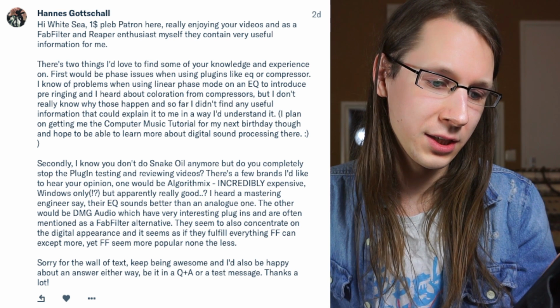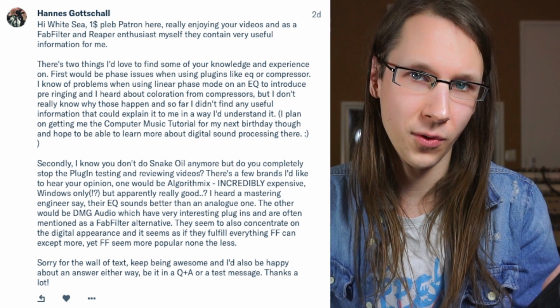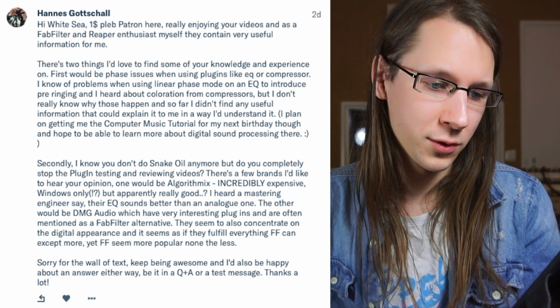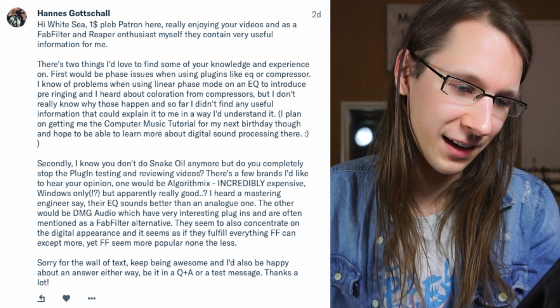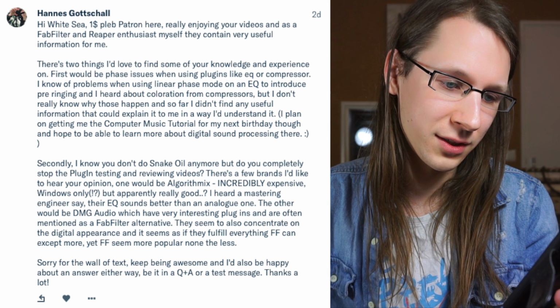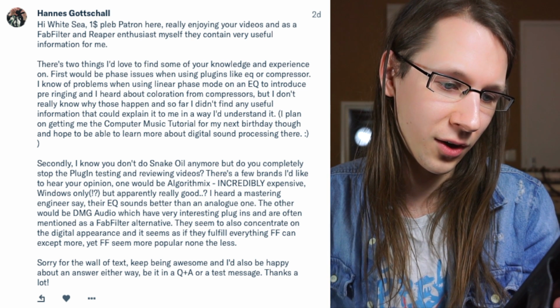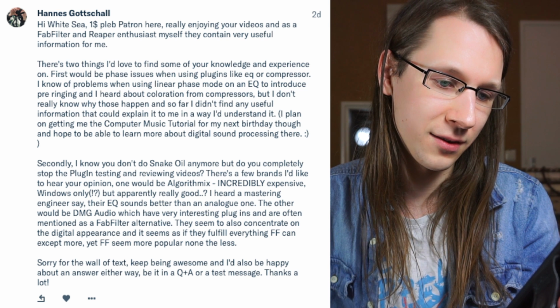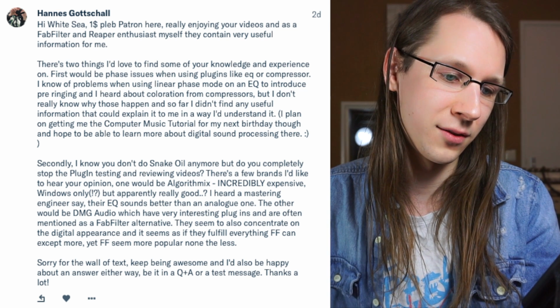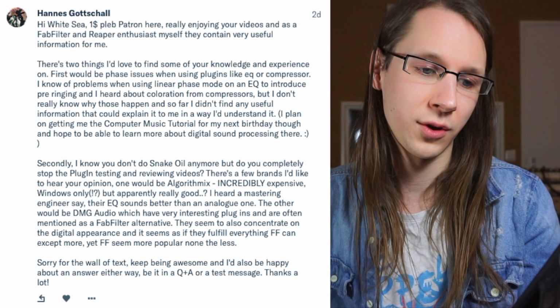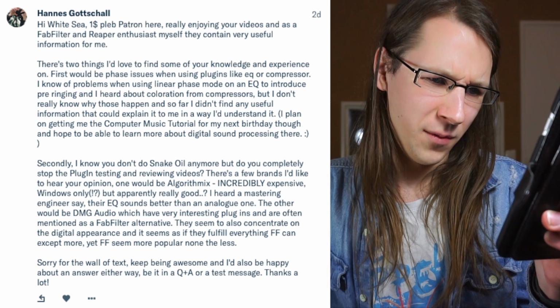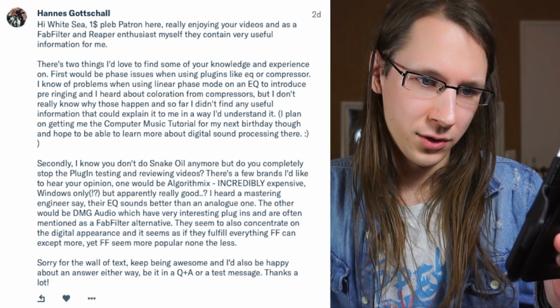First would be phase issues when using plugins like EQ or compressor. I know of problems when using linear phase mode on an EQ to introduce pre-ringing, and I heard about coloration from compressors, but I don't really know why those happen, and so far I didn't find any useful information that could explain it to me in a way that I'd understand it. I plan on getting me the computer music tutorial for my next birthday though. I'd hope to be able to learn more about digital sound processing there. So that's the part of the question I actually want to answer.